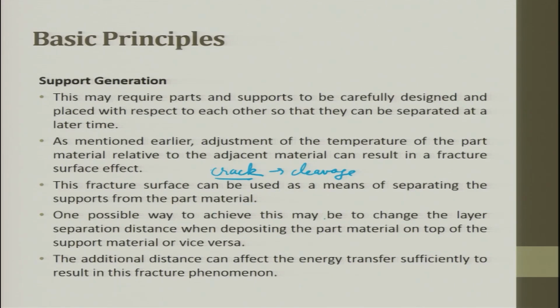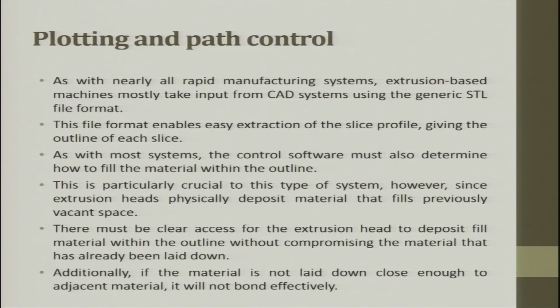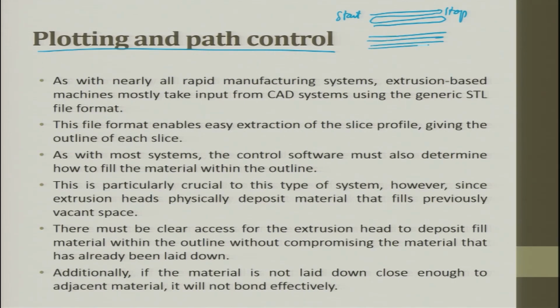One possible way to achieve this may be to change the layer separation distance when depositing the material on top of the supporting material and vice versa. For example, that is what I said, the density you can change. Additional distance can affect the energy transfer sufficiently to result in the fracture phenomena. So, plotting and path control. Path control is start stop. How do we do it, and then how do we come back? Serpentine pattern, or we just go like this. This is start, this is stop. So, these are some of the patterns, plotting and path control.